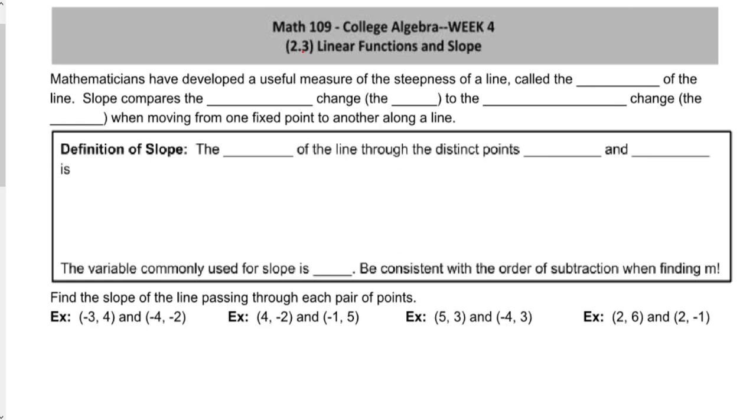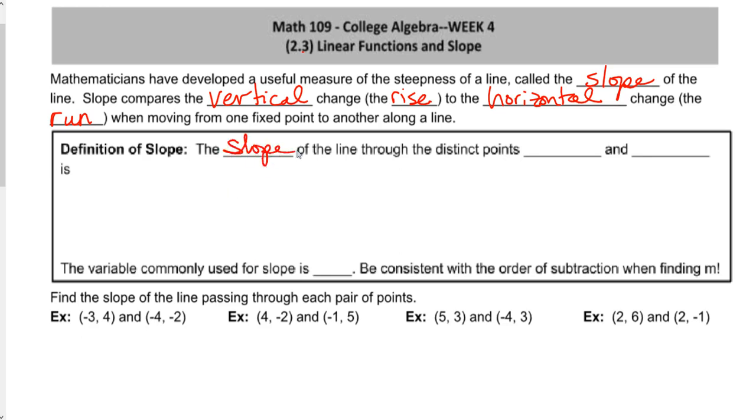Mathematicians have developed a useful measure of the steepness of a line called the slope of the line. Slope basically compares the vertical change, which we will refer to as the rise, to the horizontal change, which we refer to as the run, when moving from one fixed point to another along a line. Okay, so let's define that idea of slope mathematically.